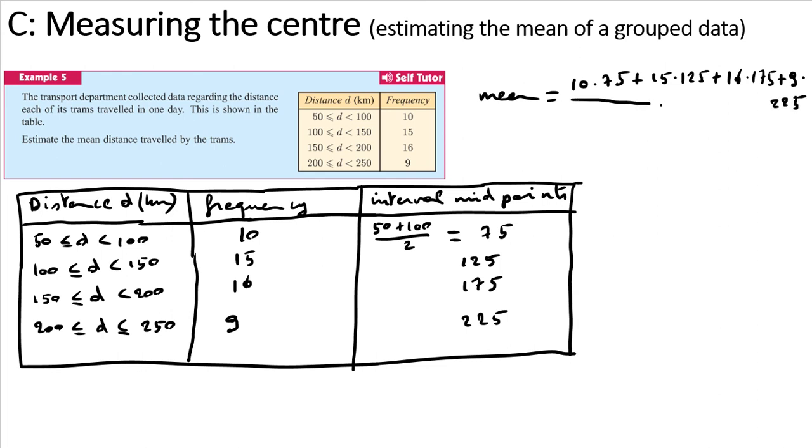And we divide this by the number of data values, which is in this case the sum of all those frequencies. If we do 10 plus 15 plus 16 plus 9, that is in total 50. So we divide by 50, and if we calculate that, we find out that it's equal to 7,450 over 50, and that is 149 kilometers.